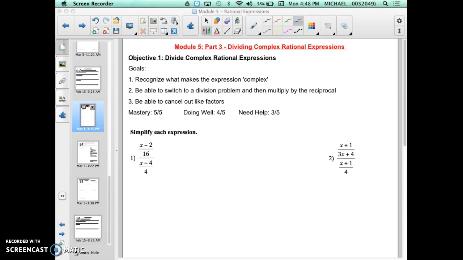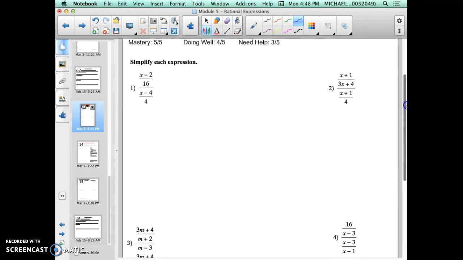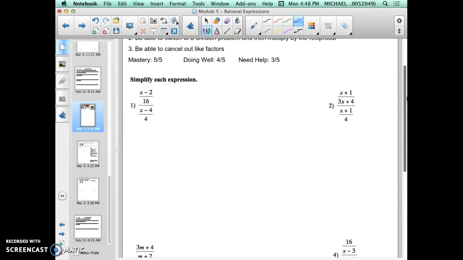The first is to be able to recognize what makes the expression complex. The next would be to be able to switch to a division problem and then multiply by the reciprocal. And then finally, to be able to cancel out like factors or reduce any whole numbers that might be left over as well. I'm going to take you through those steps and write them out a little clearer as we work through example 1. Now I'm going to do example 1, and then I'm going to ask you to do 2 through 6, and your goal should be mastery, 5 out of 5, for this part.